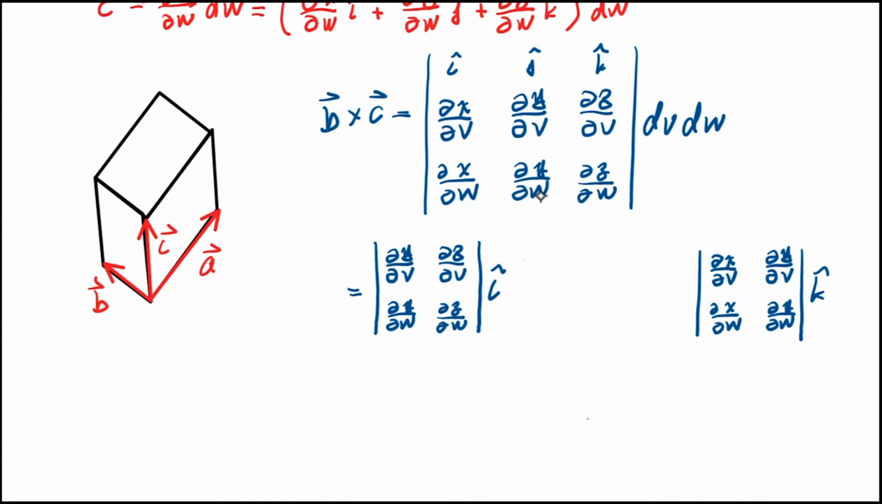And then the J vector, that's a headache, so let's just do it. J vector is this thingy and this thingy with a minus sign, right? So we have partial x over partial v, and then partial z over partial v, and then partial x over partial w, and then partial z over partial w.